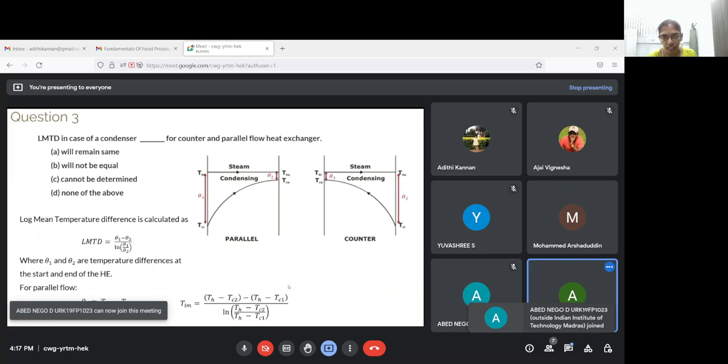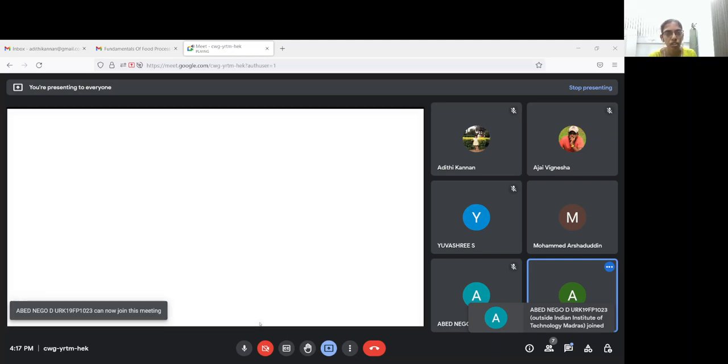So if you cancel TH, this is the equation that you get for LMTD of a condenser in a parallel flow. So TC1 minus TC2 divided by natural log of (TH minus TC2) by (TH minus TC1). So we'll keep this in mind. Now we'll derive for the counter flow.